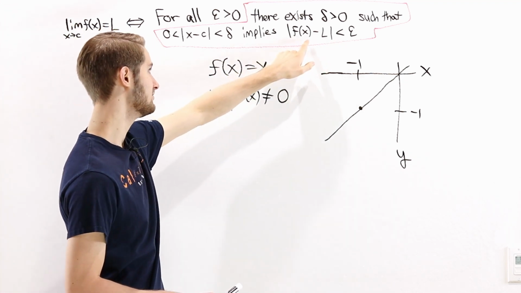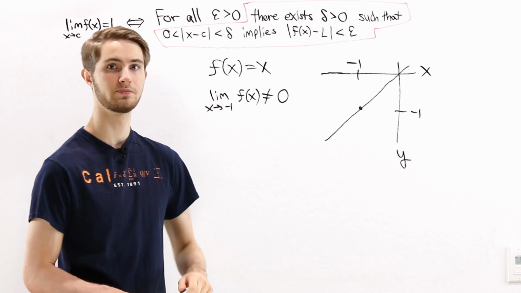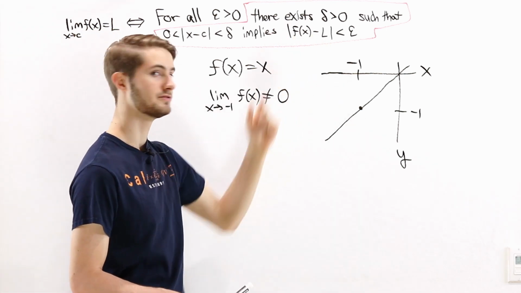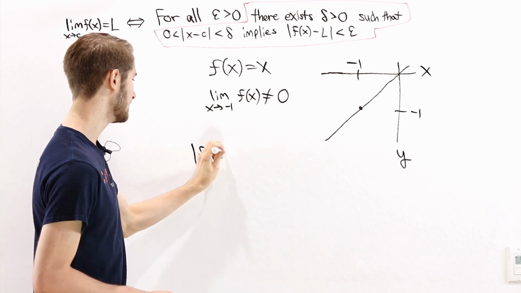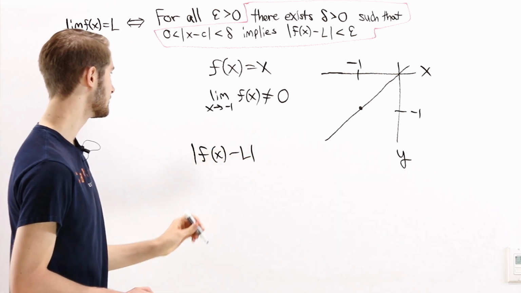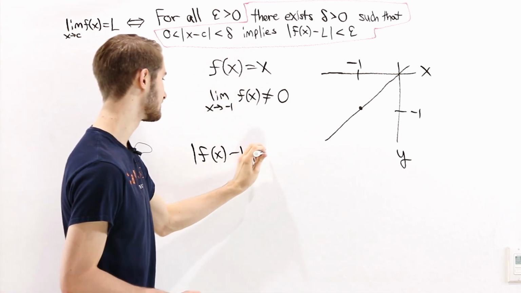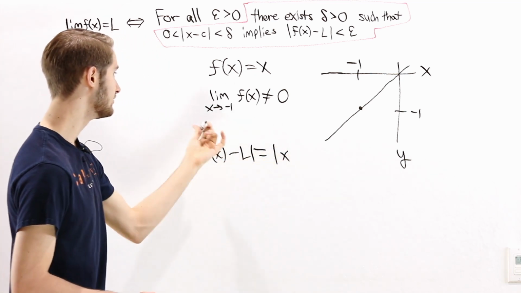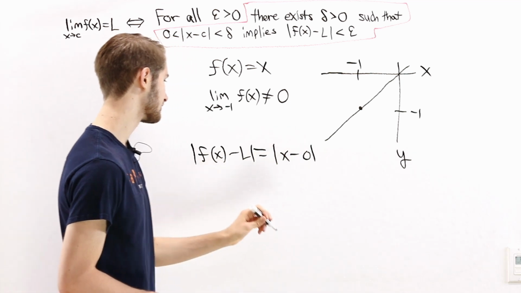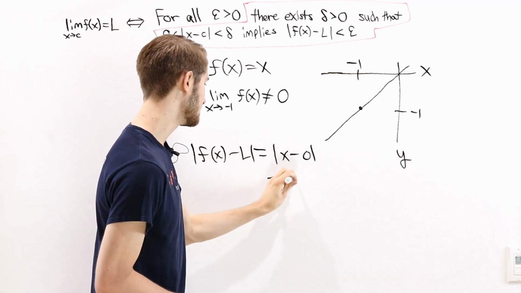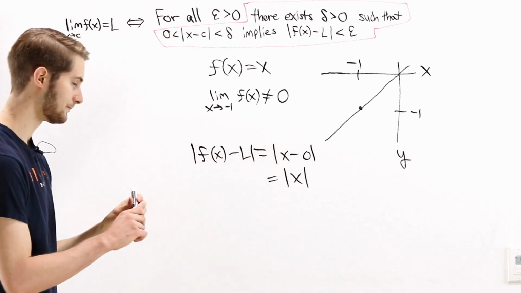The distance from f of x to L is less than epsilon. So let's look at what this expression equals. We take the absolute value of f of x minus L. First of all, f of x is equal to x. And the value of L that we're looking at is 0. So the absolute value of x minus 0, and that's just the absolute value of x.